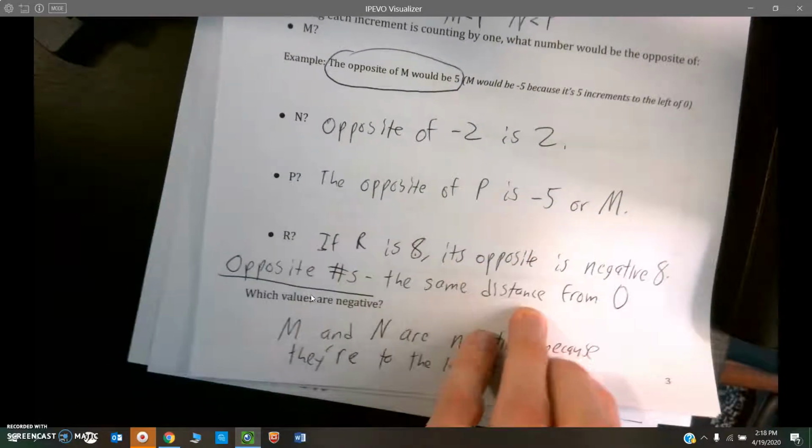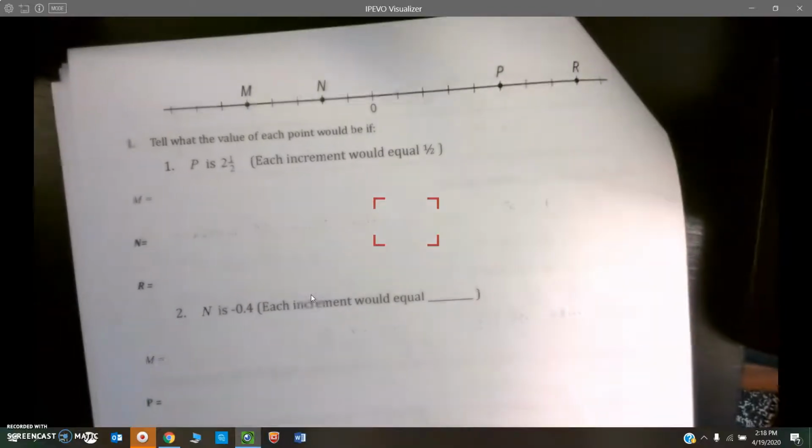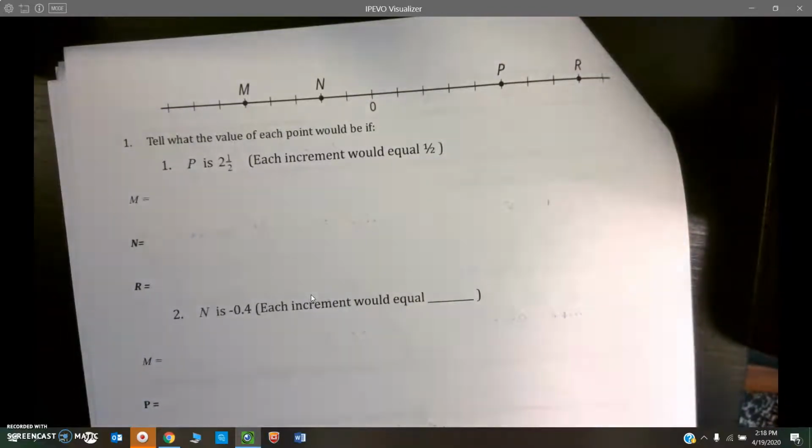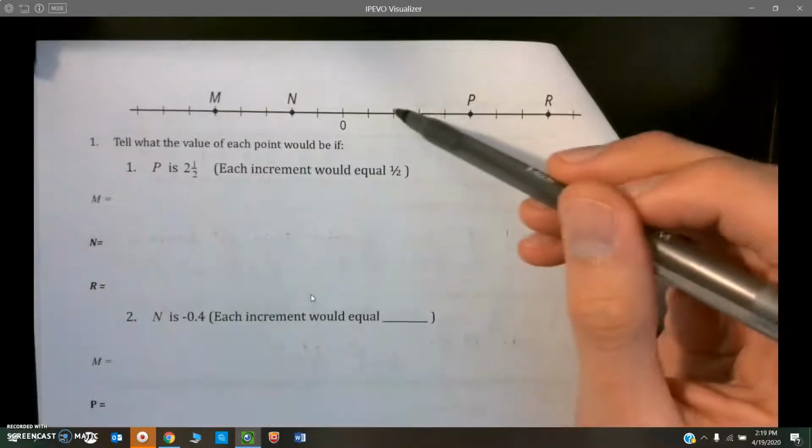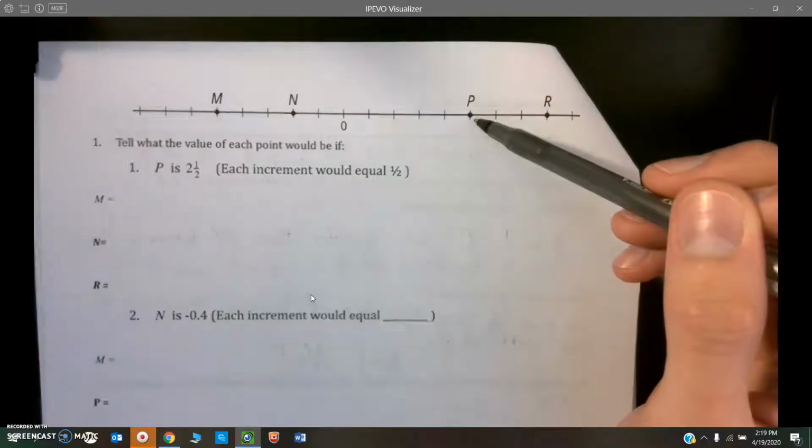Alright, so now we're at the next page. The next page is a little bit more complicated, as I mentioned on the previous page. A lot of times, increments are just 1, 2, 3, it just counts by ones. But that's not always true, alright? So, for this one, it says, tell what the value of each point would be if P is 2.5, so that's 1, 2, 3, 4, 5 units.